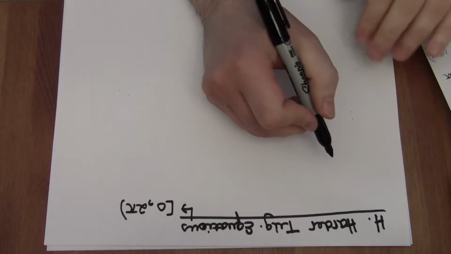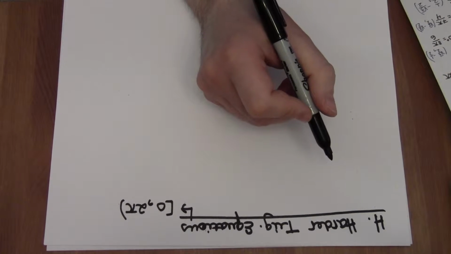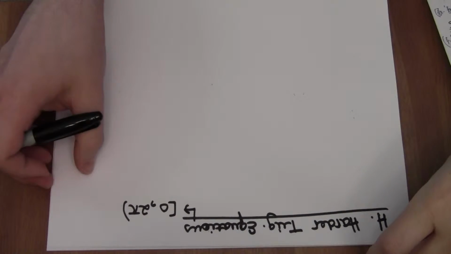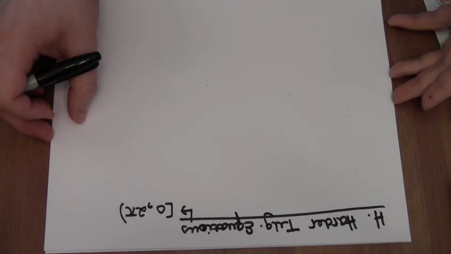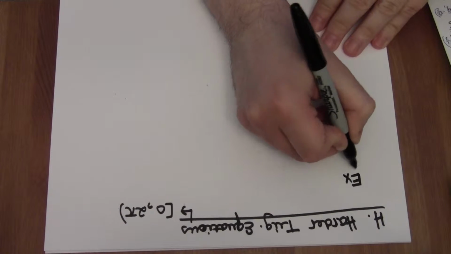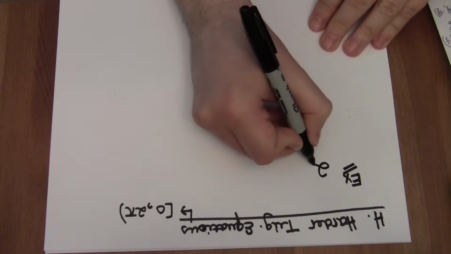Part H, harder trig equations. We're going to deal with these again over the interval from 0 to 2 pi, and these will involve doing a little bit of algebra, doing a little bit of factoring, to be able to turn the harder trig equations into equations like those simple ones we were looking at.